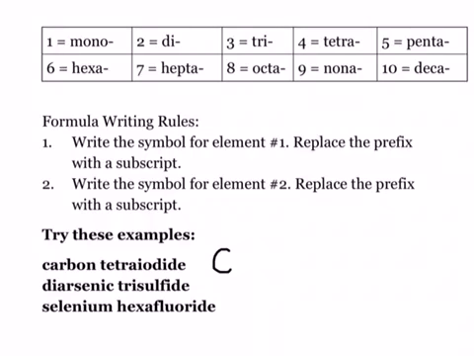And then write the symbol for element number 2. So tetraiodide, so that's iodine in there. Replace the prefix, tetra, with a subscript. So tetra means 4, so CI4. And then diarsenic, so that would be As for arsenic, and there's di, so 2, and then trisulfide, so S3. And last one, selenium, Se, and then hexafluoride, so F6. And that's all there is to it.